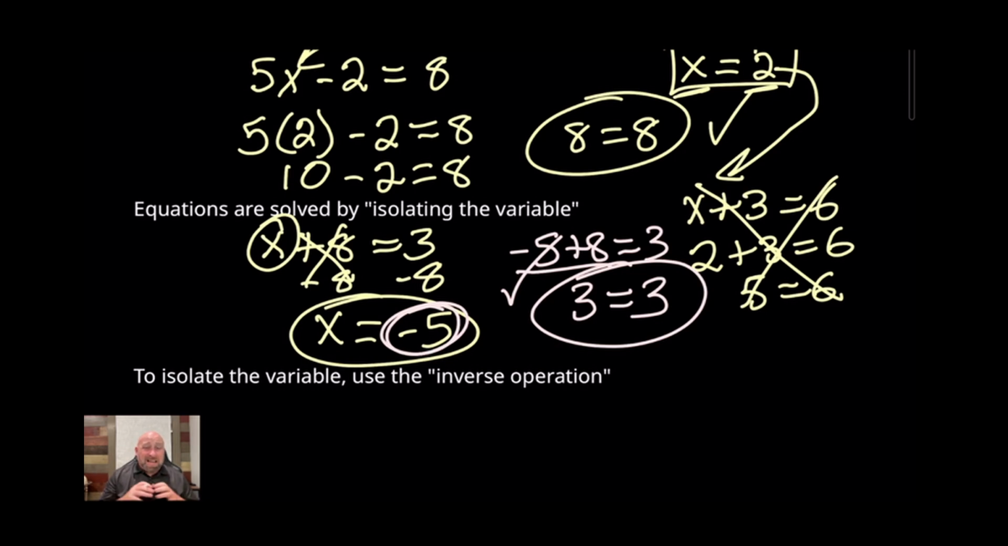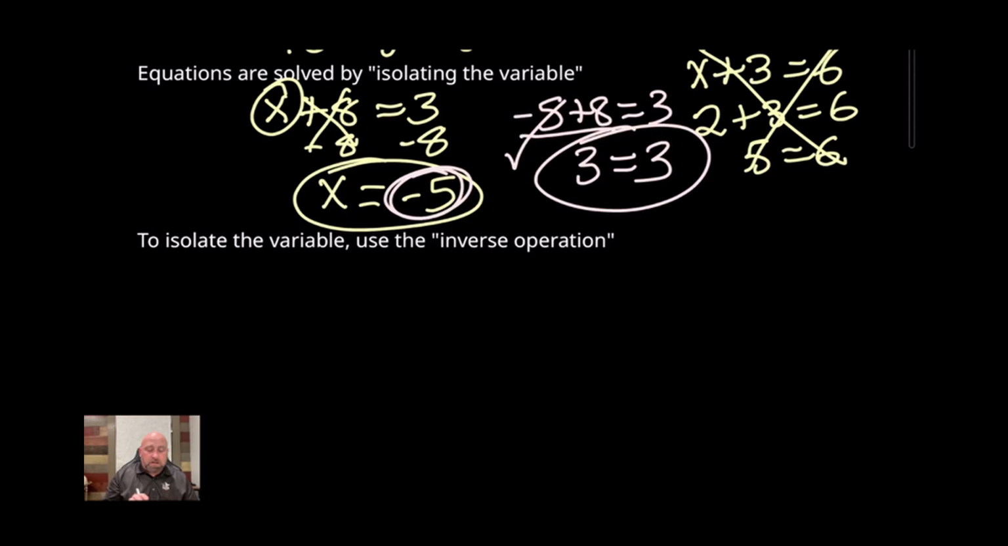Now you might say, that's kind of complicated. I didn't totally understand that. Well, let's go through this real quick, and we'll go back over it, and we'll try to learn some of the tricks. To isolate the variable, that's what we just did. We got the variable by itself. Look right here, x equals -5. All right, to do that, what did I do? How did I do that? I used what's called the inverse operation.